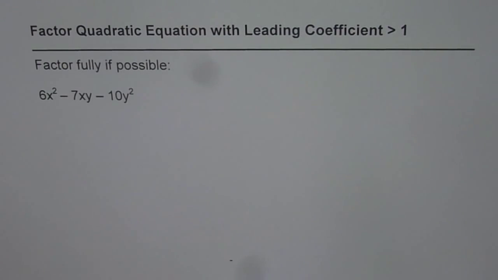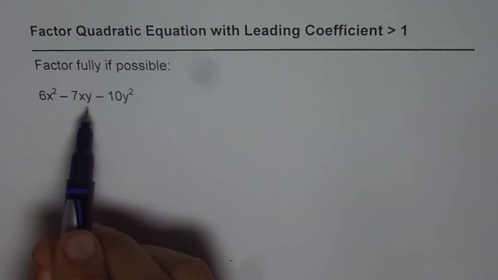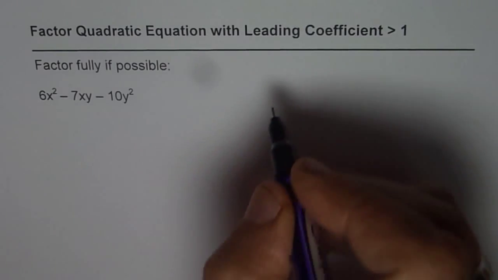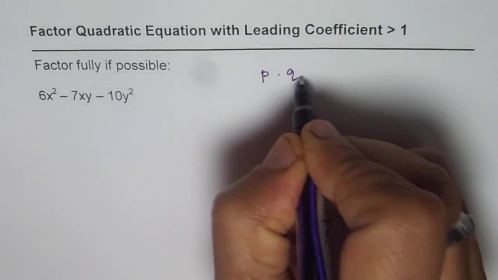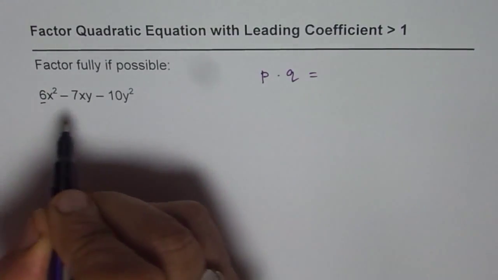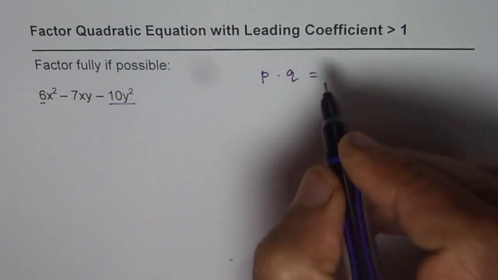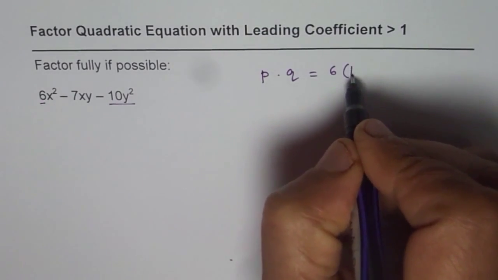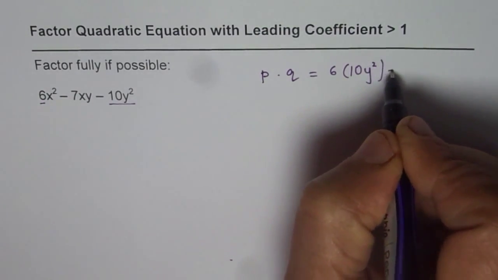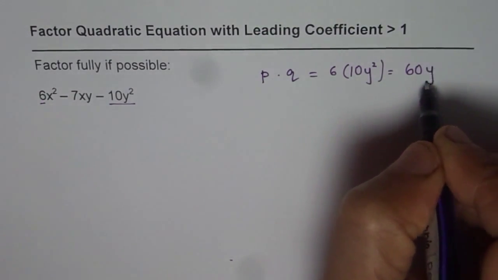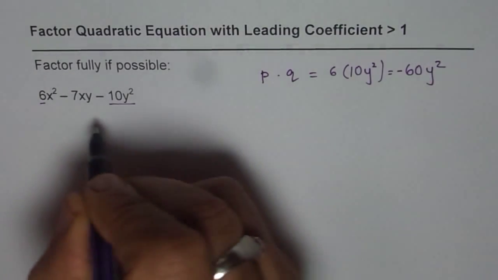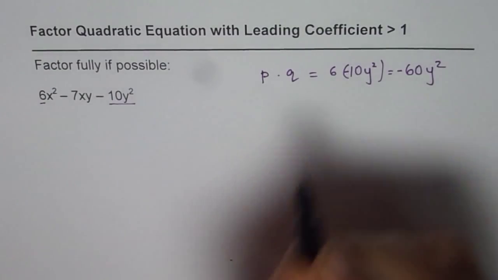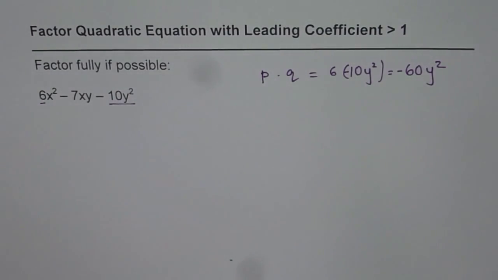So what we learned here is that to factor a trinomial, we are looking for two numbers. I always name them P and Q, whose product should be A times C. Now in this case, it is 6 times 10y squared, or 60y squared. So that is the product we are looking for with a negative sign, minus 10. Don't forget that, minus 10. So we are looking for a product of minus 60y squared.